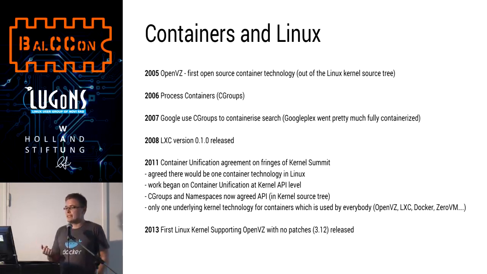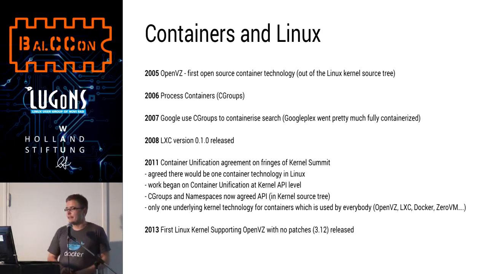Next, in 2006, process containers, which are now called cgroups or control groups, were added to the kernel. In 2007, Google started using cgroups and containerized search, and from that point the complete Googleplex went pretty much fully containerized. LXC was launched in 2008, as version 0.10.